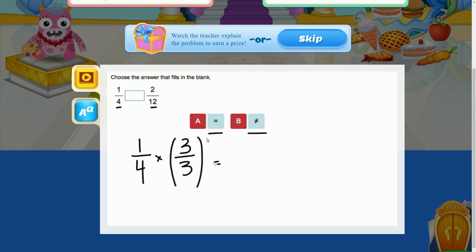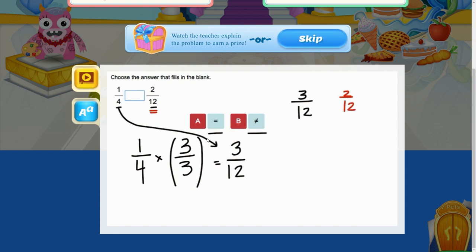So now let's go ahead. And now we're doing this to first match the denominator. So what do we get? We get 1 times 3 equals 3, and 4 times 3 equals 12. So now we've just changed 1/4 to equal 3/12. So now we're going to go ahead and compare these two. We have 3/12, and we are going to compare that to 2/12.